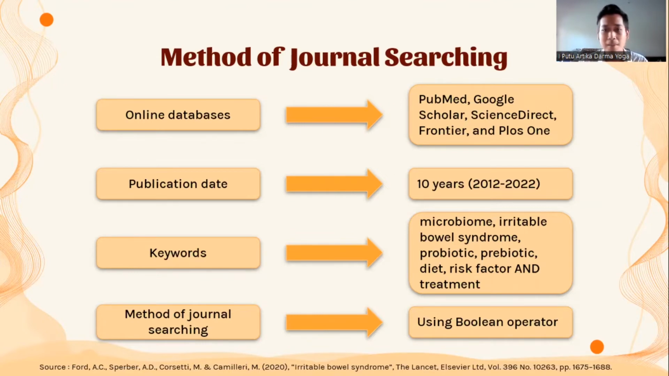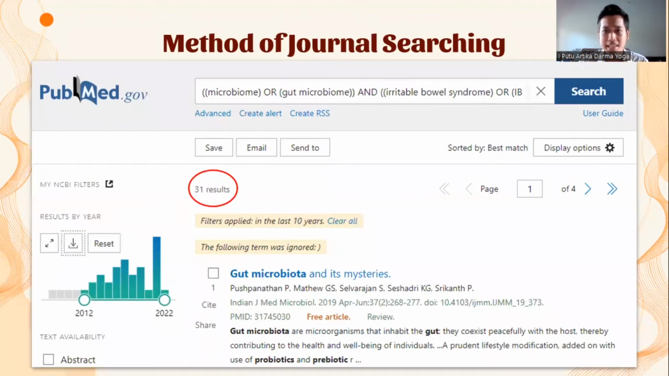These terms are combined with Boolean operators like and, or, and not to get specific international scientific journals. The search strategy generated 31 journal articles that were limited to English language publication. The data obtained were then arranged systematically according to the topic of the problem discussed, accompanied by inclusion and exclusion criteria. Okay, that's all the explanation of the journal searching method.